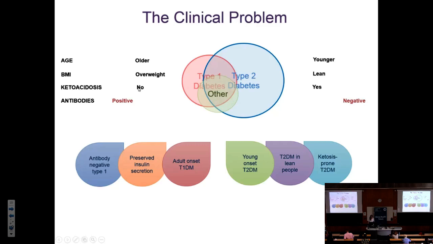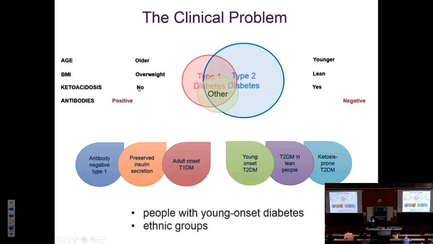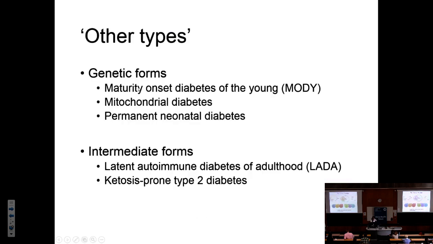And actually, these other types of diabetes are also really important to recognise. So, all of this is a huge problem in everyone, but it's a particular problem in people with younger onset diabetes, which is where my research focuses, and also in people from ethnic minorities. And what are these other types of diabetes? Well, there's loads, there's lots.